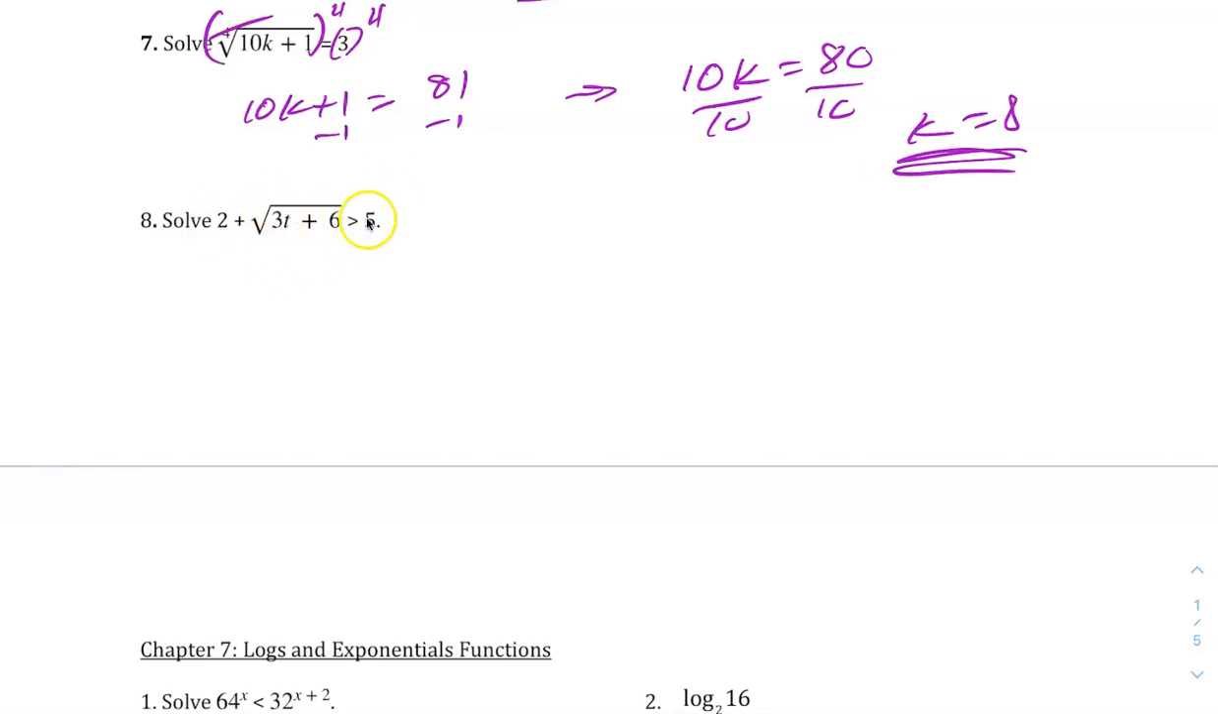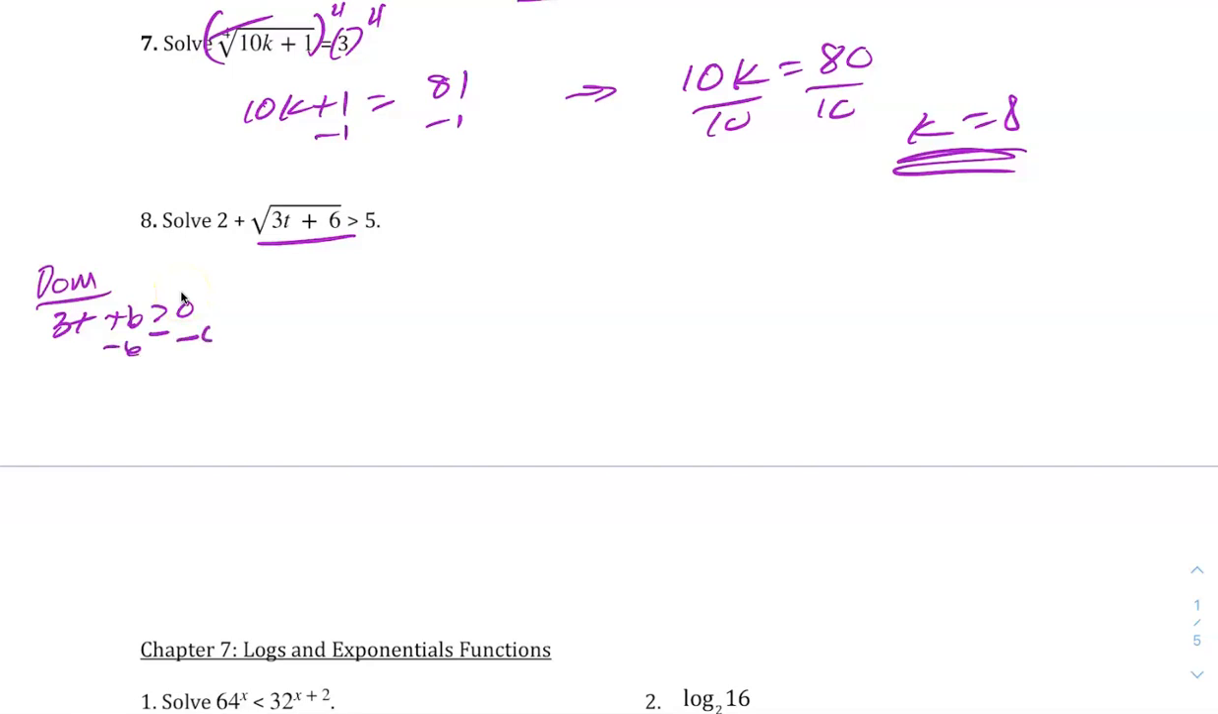Now, generally, when we do inequalities, you want to make sure that you know what the domain is. So my domain here is 3t plus 6 is greater than 0. And that's the case because as a radical, you have to always be positive. Greater than or equal to 0, actually, would be my domain. So that's my domain. And then we solve it.